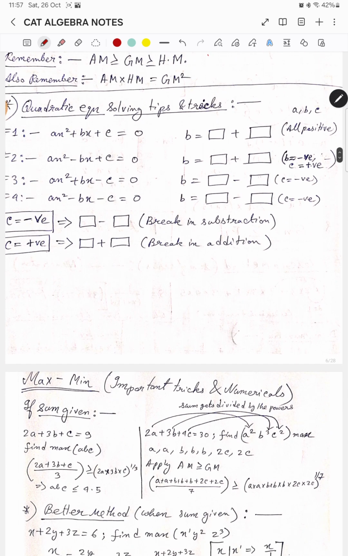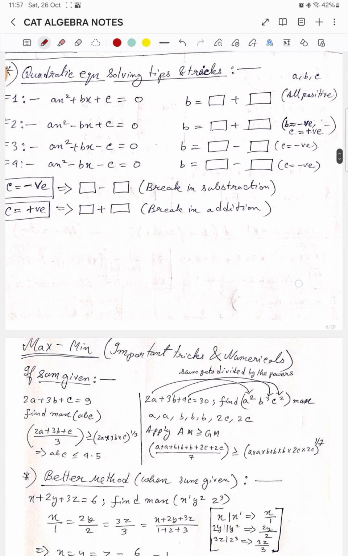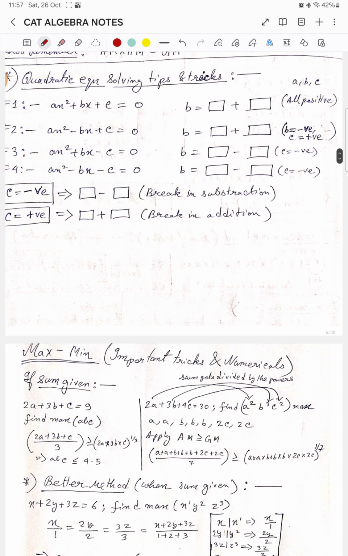Quadratic equation solving tips and tricks. We have completed sequences and series. Now entering into quadratic equations. I'll close this video with sequences and series first.